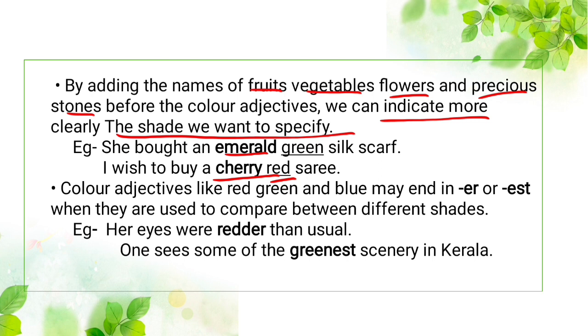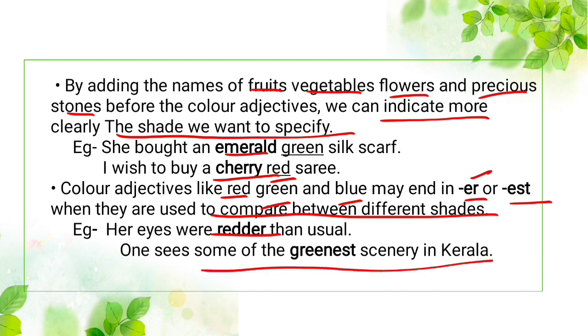Next point is color adjectives like red, green and blue may end in er or est when they are used to compare between different shades. Example is, her eyes were redder than usual. Here we can see that the word red is ending with er to compare the different shades of red. Next example is one sees some of the greenest scenery in Kerala.